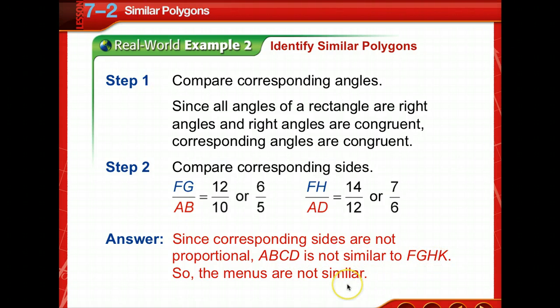Since the corresponding sides are not proportional, ABCD is not similar to FGHK. So the menus are not similar. We could say all the angles were the same because a rectangle has all right angles, but the sides were not proportional. Okay, let's look at another one.